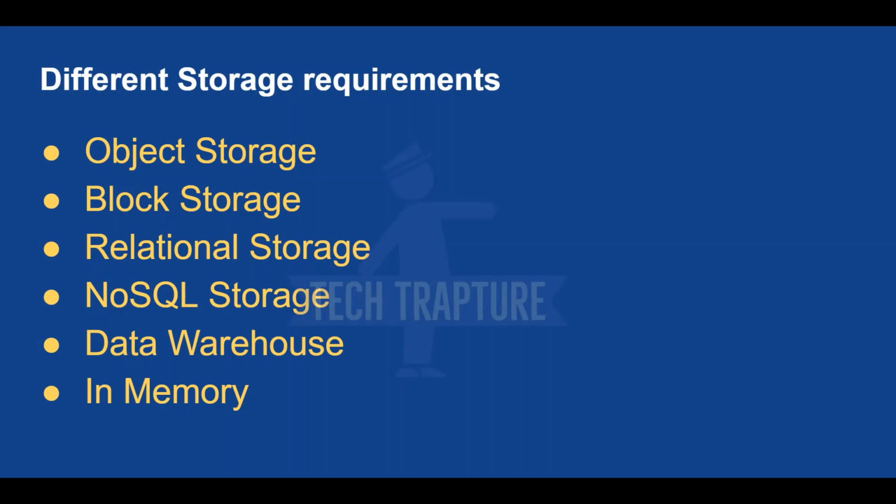Then we have relational storage. For relational storage, you can consider traditional databases like MySQL, SQL Server, or PostgreSQL. We'll see what options are available for relational storage in Google Cloud, and if you want to migrate your application from an on-premises SQL Server to Google Cloud, what the different options are and how you can migrate your application to Google Cloud with SQL Server. We'll see that as well.